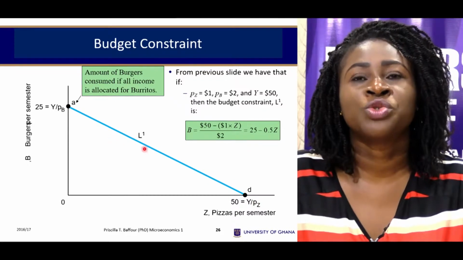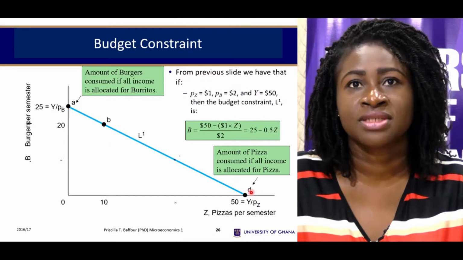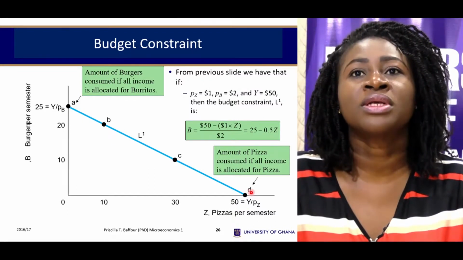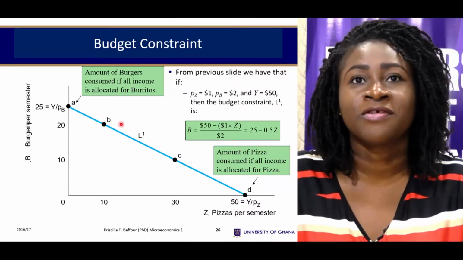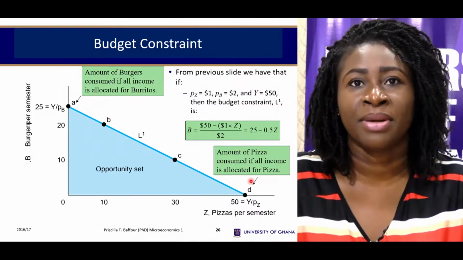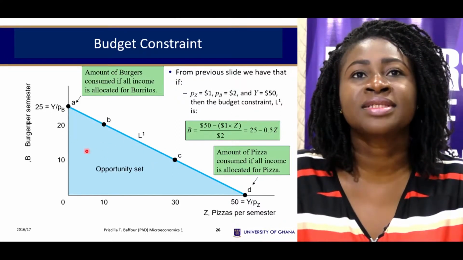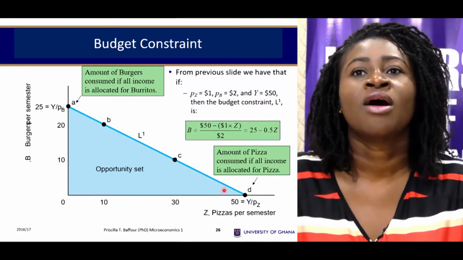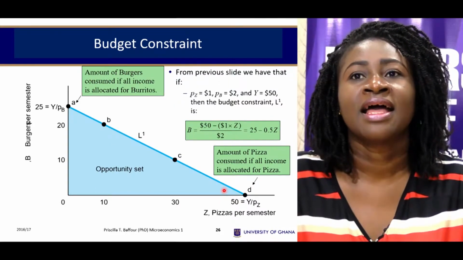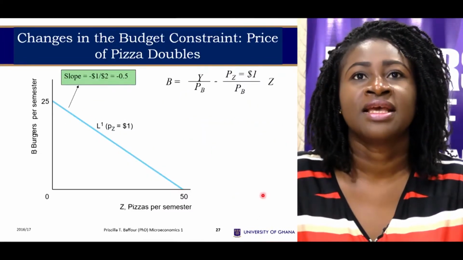Then when we join these 2 points together, it gives us Lisa's budget constraint, right? So all points on this budget constraint are attainable. She can afford them based on her budget. And the opportunity set is basically points that are within and on top of the budget constraint. That is, all the bundles that Lisa can afford are in her opportunity set.